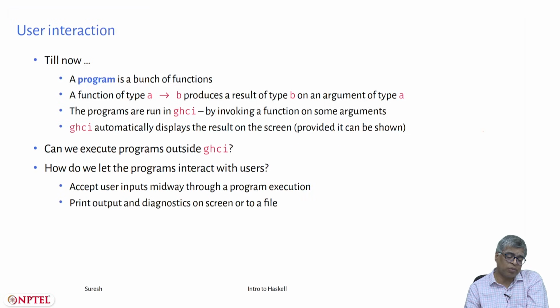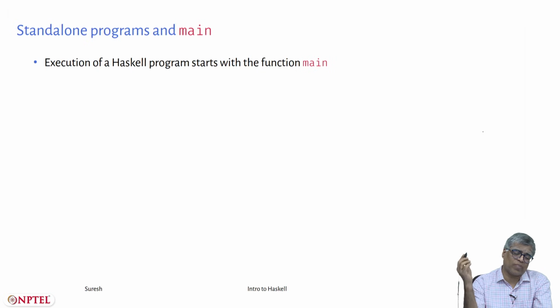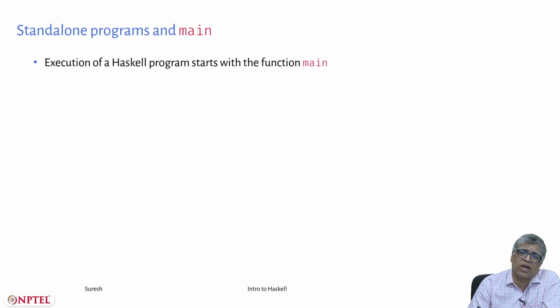So you would like to accept user inputs midway through a program execution, and you print output, error messages or whatever, diagnostics, some various things on the screen or to a file, or maybe to produce some graphics on the screen, whatever. So this is what we would like, and Haskell allows you a mechanism for that, right?